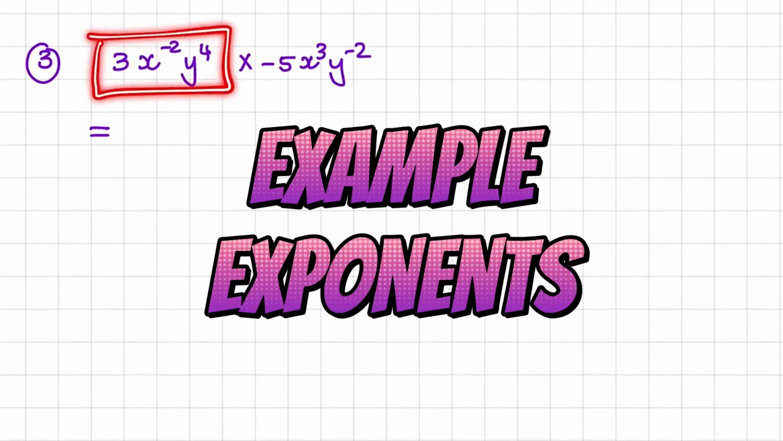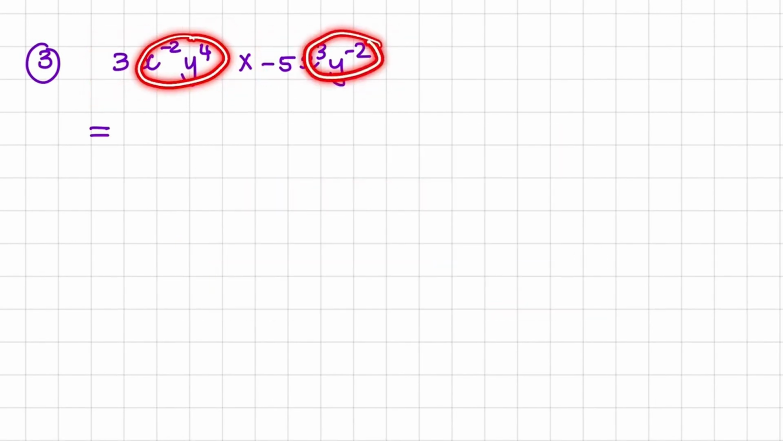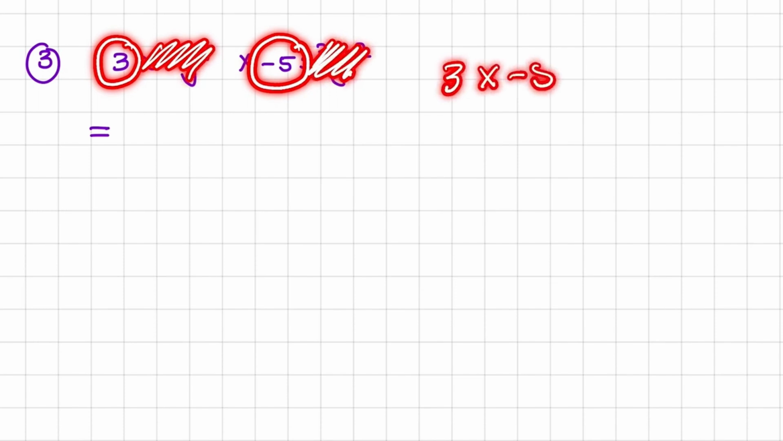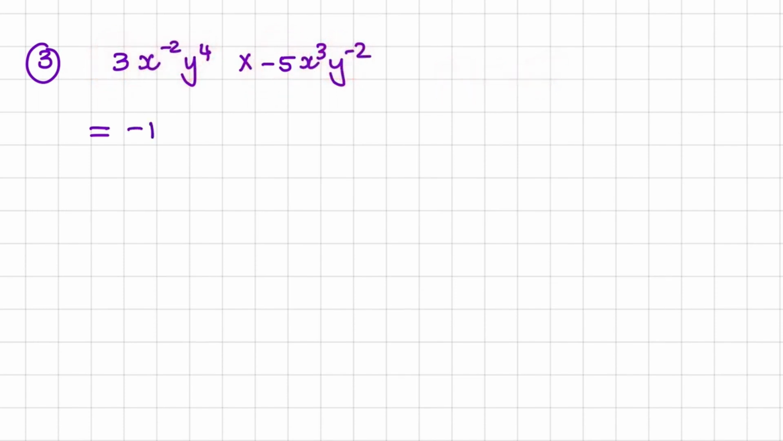We are multiplying two terms with one another. But before we work with the variables and its exponents, let us look at the coefficients. So I have 3 multiplied with minus 5. So when I ignore the variables, it simply becomes 3 times negative 5, and that is equal to negative 15. So now I'm done with the 3 and the negative 5.